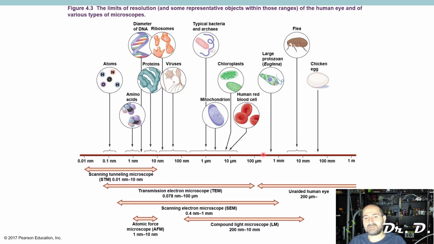But if we're talking about human red blood cells, chloroplasts of plant cells, mitochondria, or bacteria and archaea, look, these are in the lower micrometer range. Can you see that with your eye? No, because remember, the unaided eye is only good down to the resolution of 200 micrometers. Red blood cells are about 9 or 10 micrometers in diameter. Bacteria are just about 1 to 3 micrometers in size.